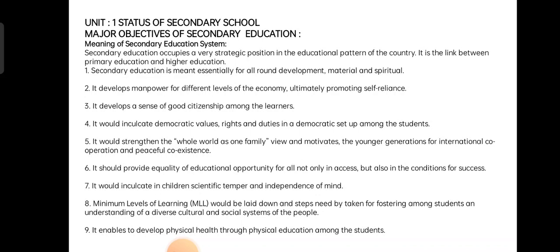What is called secondary education? Secondary education means it is a link between, or the next level of, primary, high school and higher secondary school. They come to the adolescent stage. By the time they reach the secondary class, they become adolescents. So we are preparing them to face the world.